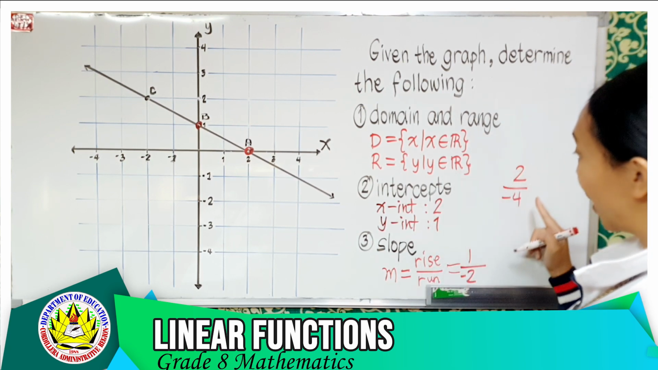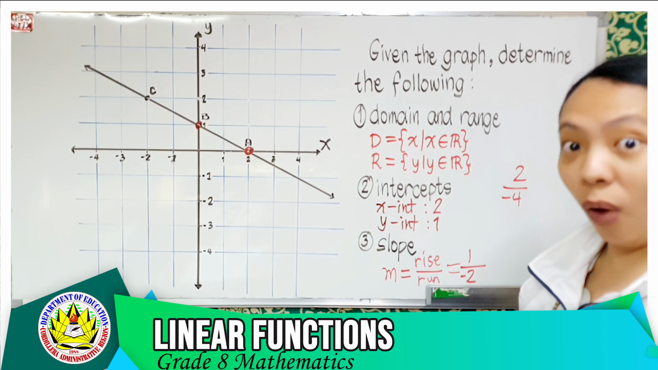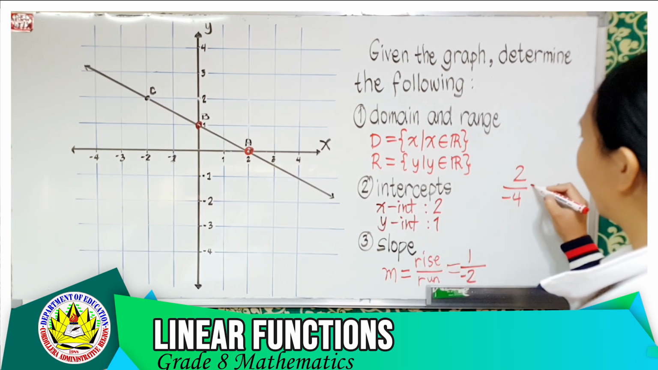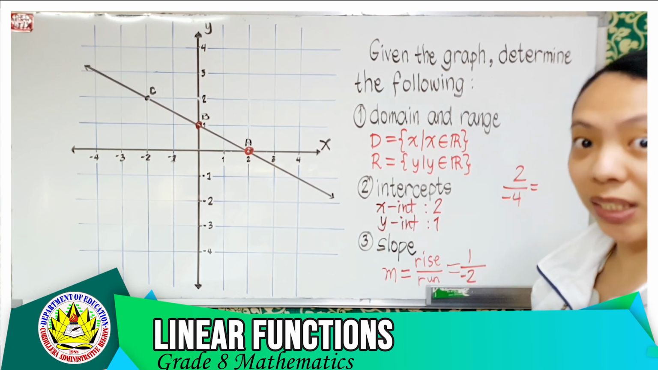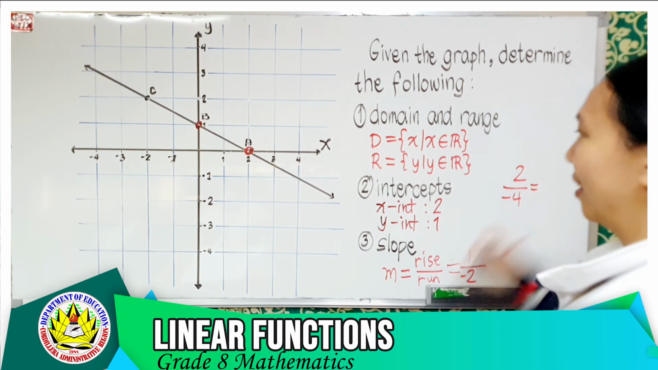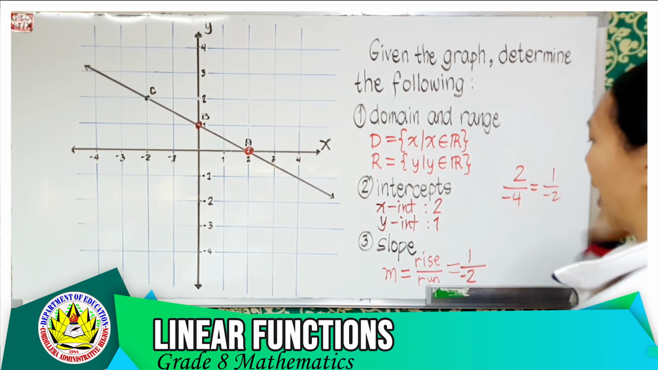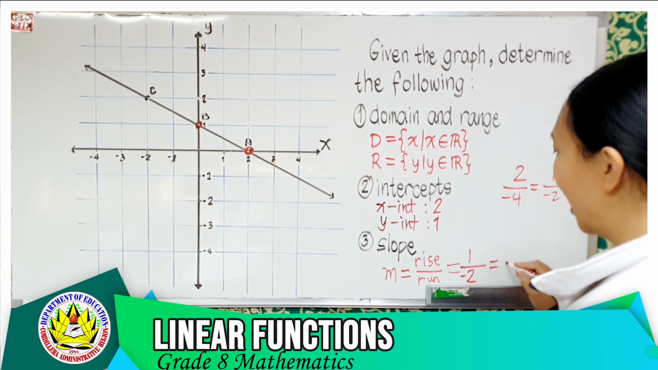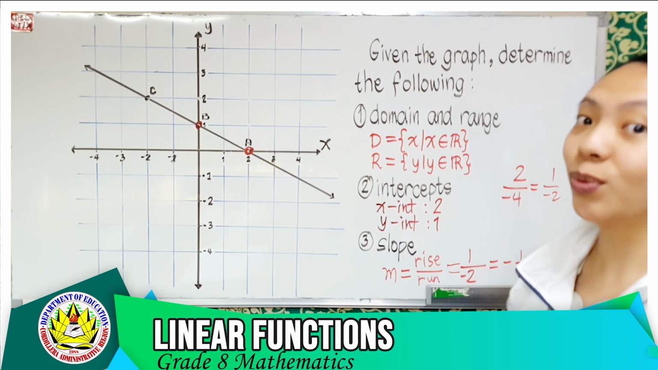Is 2 over negative 4 the same with 1 over negative 2? Yes, they are the same. Why is that so? Because 2 over negative 4, when simplified, is the same as 1 over negative 2. Therefore, the slope is negative 1/2.